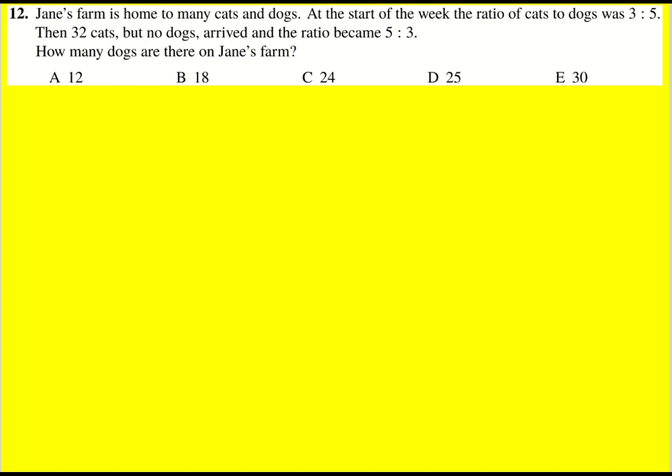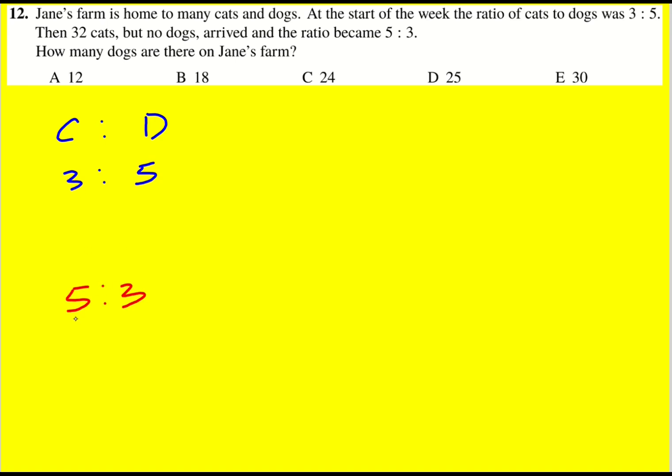I'm actually going to go through this question in 3 different ways. The mark scheme does it algebraically. I'm going to do it with combined ratio. So we've got cats to dogs, and at the start of the week, the ratio was 3 to 5. Then 32 cats arrived with no dogs, and the ratio became 5 to 3.